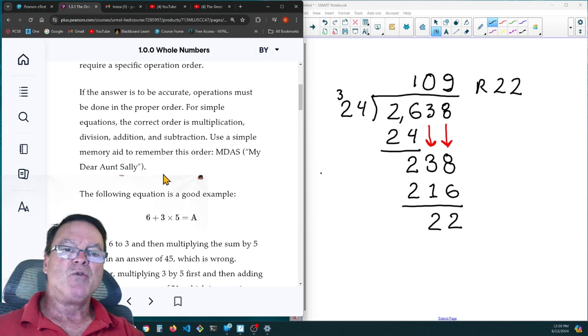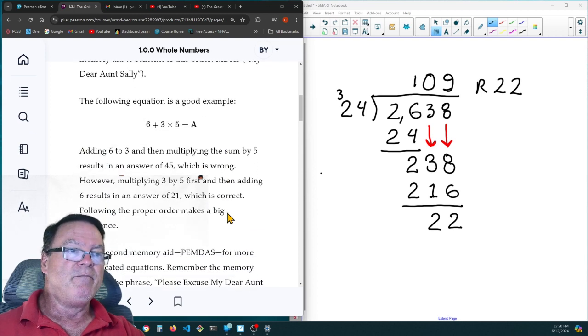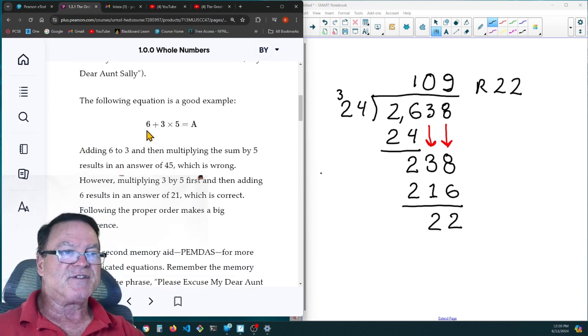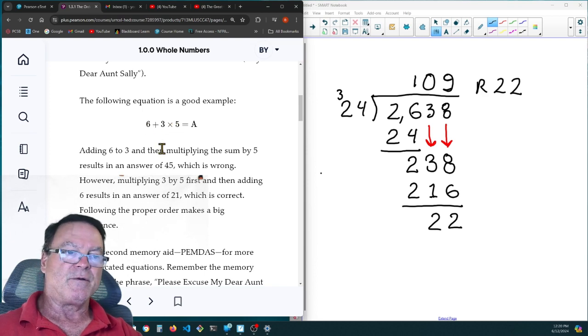Basically, it tells us to do the highest level of operation first, and then you go down the line doing simpler and simpler until we get to addition and subtraction. So in our original example of 6 plus 3 times 5, even though it's written with the 6 first, we would multiply the 3 times the 5 first because it's multiplication, and that's a higher order of operation than addition.